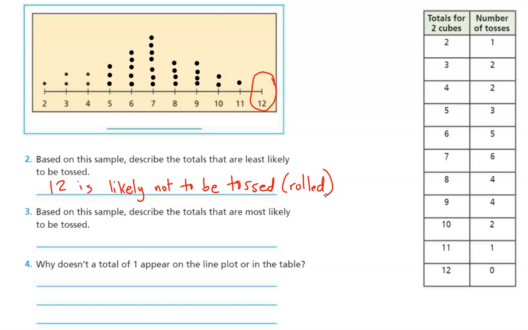And again, the reason that we're saying that is because there was no instance of that when they first tried it the first 30 times. Then the question for number 3 says, based on this sample, which is our line plot up here, what are the totals that are most likely to be tossed? And although we have a bunch that are similar, the one that is the most likely to be tossed is right here at number 7. So we would say 7 is most likely to be tossed or rolled, whatever you said.